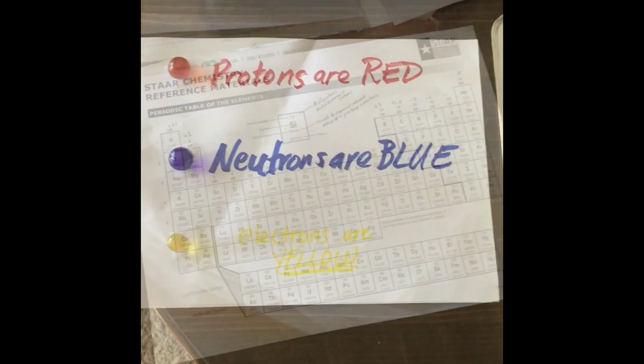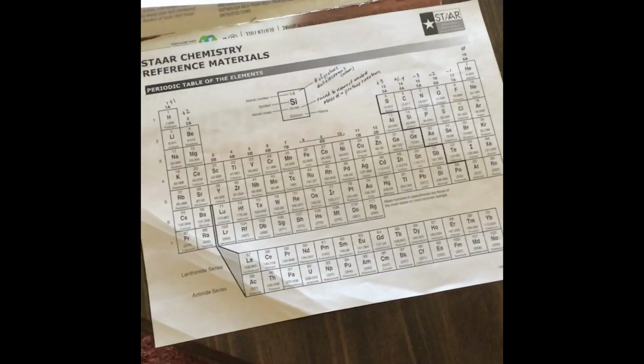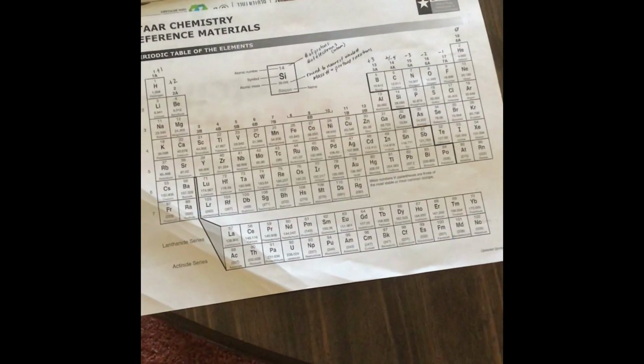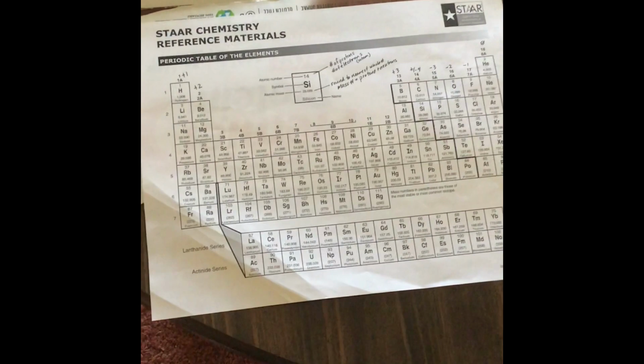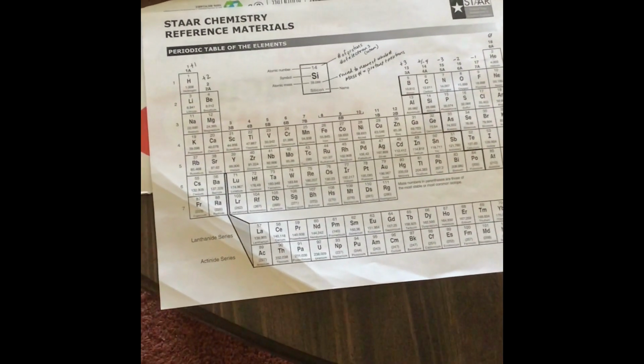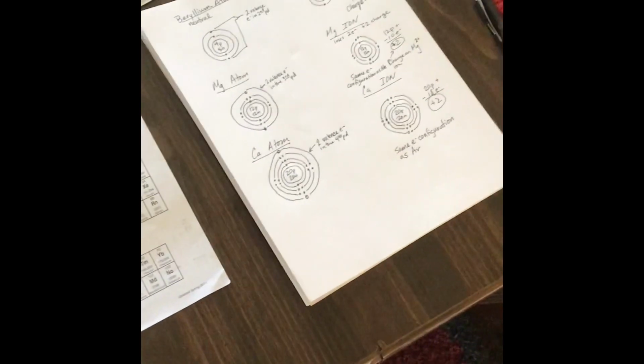Got it? Okay. So to do this, you're going to need your periodic table. Remember, it's a tool that chemists use. You're going to need your periodic table. You're also going to need some paper that you can draw Bohr models on.